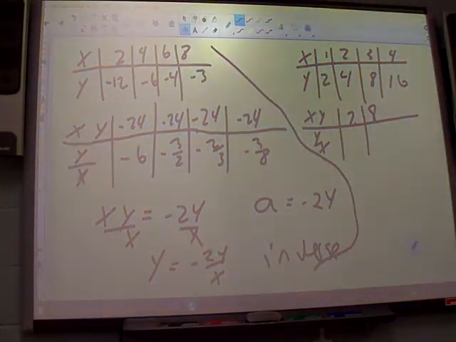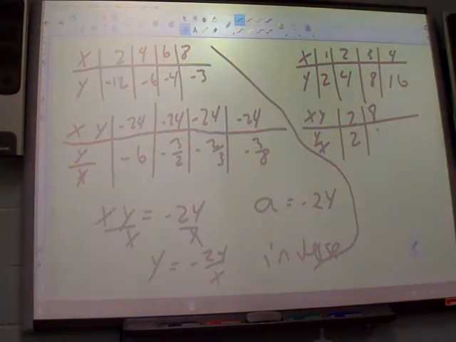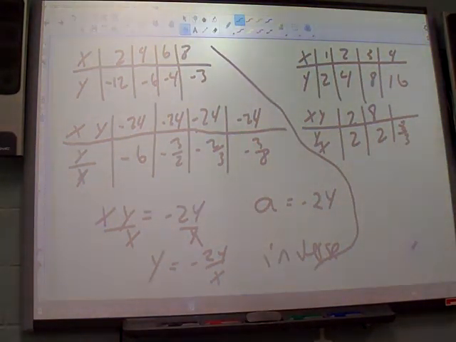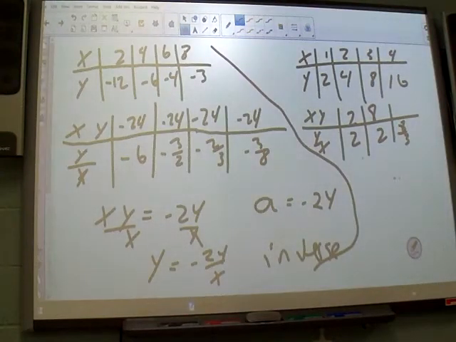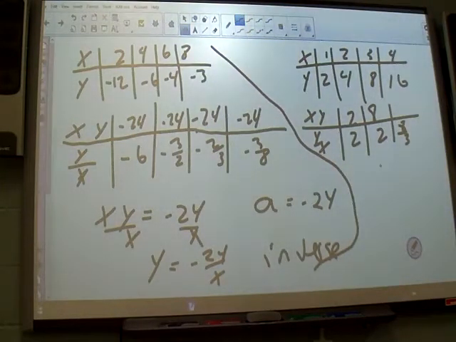So let's go here. 2 divided by 1 is 2. 4 divided by 2 is 2. 8 divided by 3. It's not 2, is it? So I don't have a constant on either row. So would this be direct, inverse, or neither? Neither. Very good.